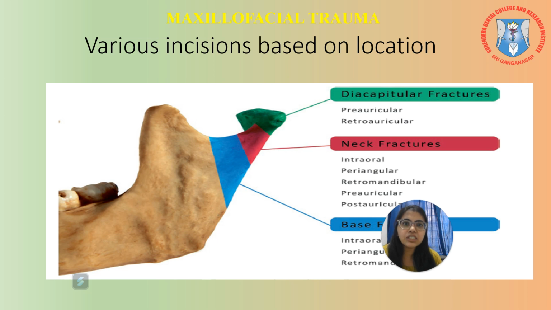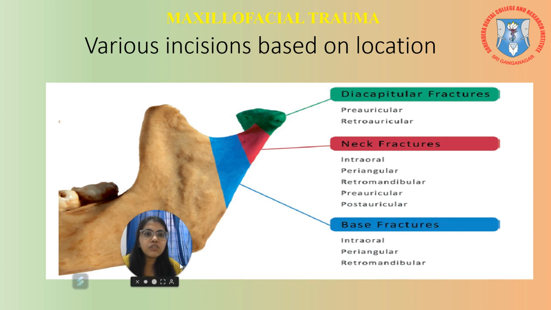There are various incisions based on location. Like we have diacapitular fracture. In this, we give a preauricular or retroauricular incision. Neck fracture: in this, we give an intraoral, periangular, retromolar, preauricular, or postauricular incision. For base fracture, there can be intraoral, periangular, and retromolar incision.